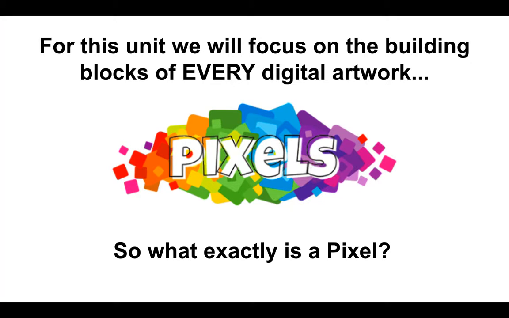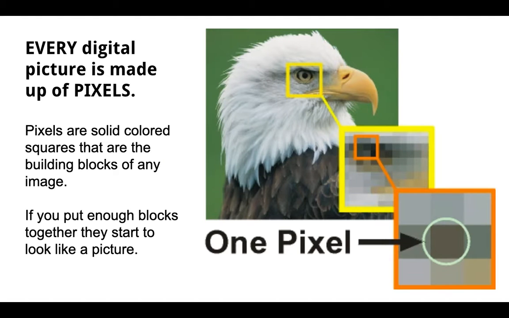So let's start. Pixel art is what we're going to be making this week, and for this unit we'll focus on the building blocks of every digital artwork, which is pixels. So what exactly is a pixel? Every digital image is made up of pixels. Pixels are solid color squares that are the building blocks of any image. If you put enough blocks together, they start to look like a picture.